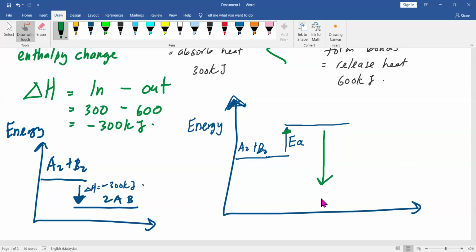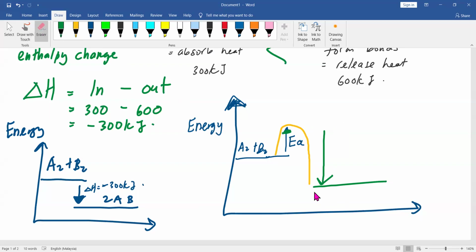This one out is the 600. Get it? Okay, so usually what they do is they draw it like a circle. Have you seen this before? They go up the activation energy, then the total energy goes down. But the enthalpy change is how much? The enthalpy change is only from here to here, here only. Don't get it confused. This is in, EA is in, this one is out. Okay?